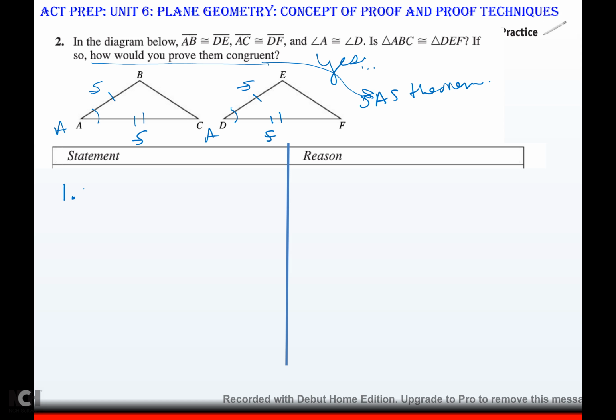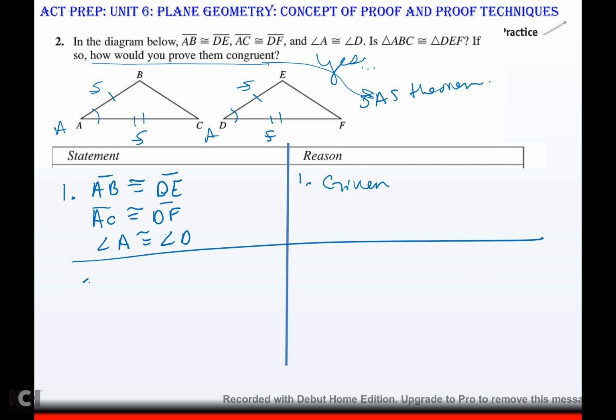So my first statement, again, is usually to tell me and whoever I'm writing to what I'm given. So I'm given that AB is congruent to DE. I'm given that AC is congruent to DF. And I'm given that angle A is equal to, or congruent to, angle D. And that reason is they were all given.